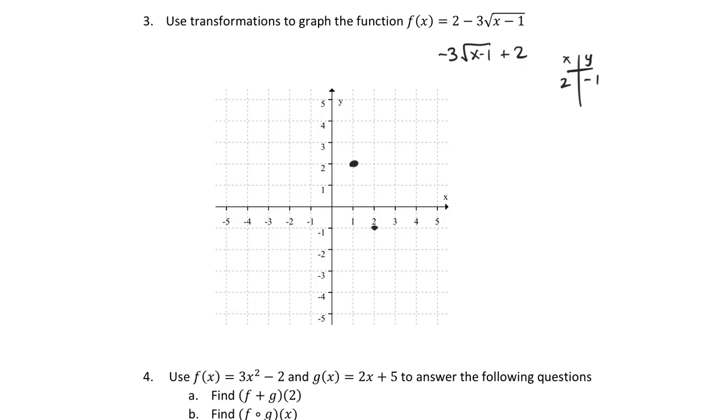And then I'm going to choose to skip all the way over to 5. Reason being is we're doing the square root, and 5 minus 1 is 4, and the square root of 4 is 2. 2 times negative 3 is negative 6. Negative 6 plus 2 is negative 4. So 5 comma negative 4. So it's got quite a big vertical stretch there.